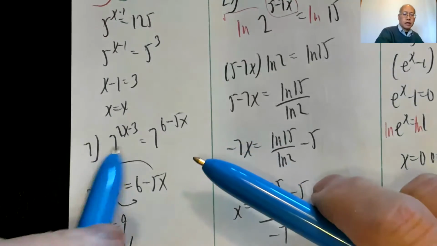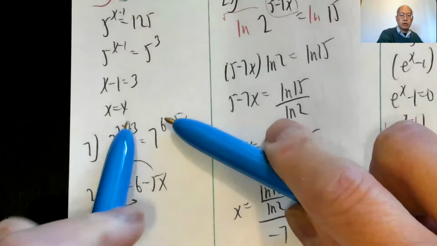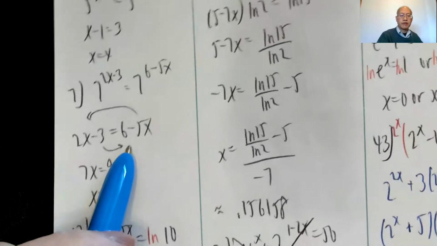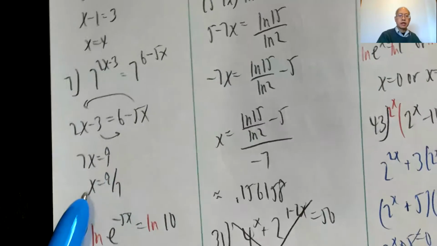Number 7, 7 to the something equals 7 to the something else. So these two have to be equal. 2x minus 3 equals 6 minus 5x. Simple algebra, add 5x, add 3, 7x equals 9, x is 9 over 7.